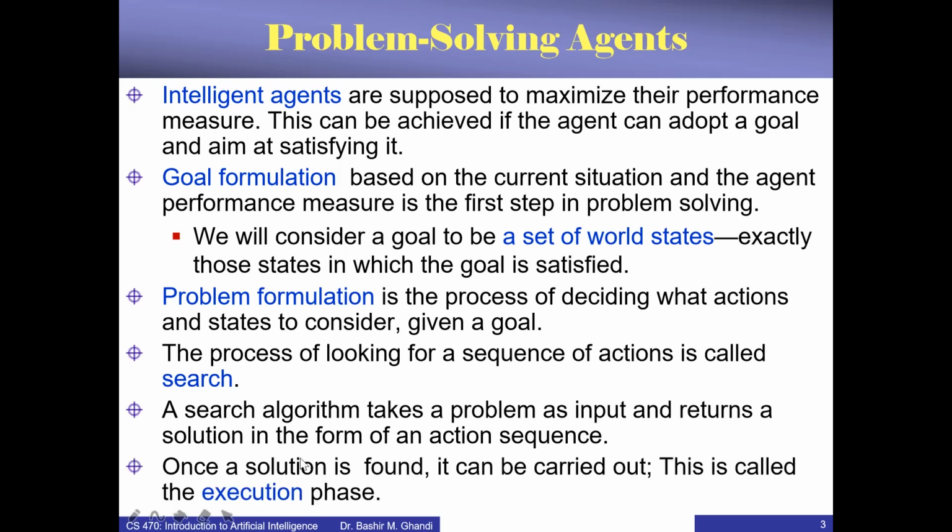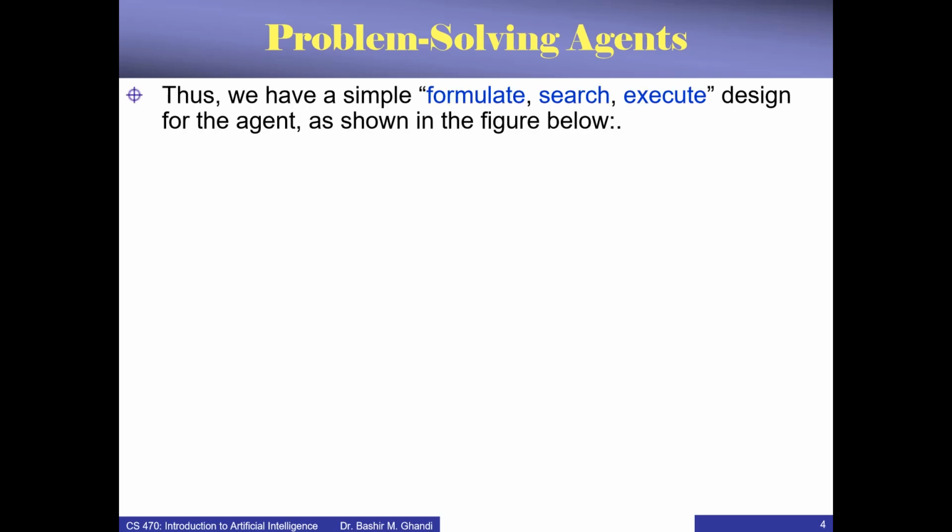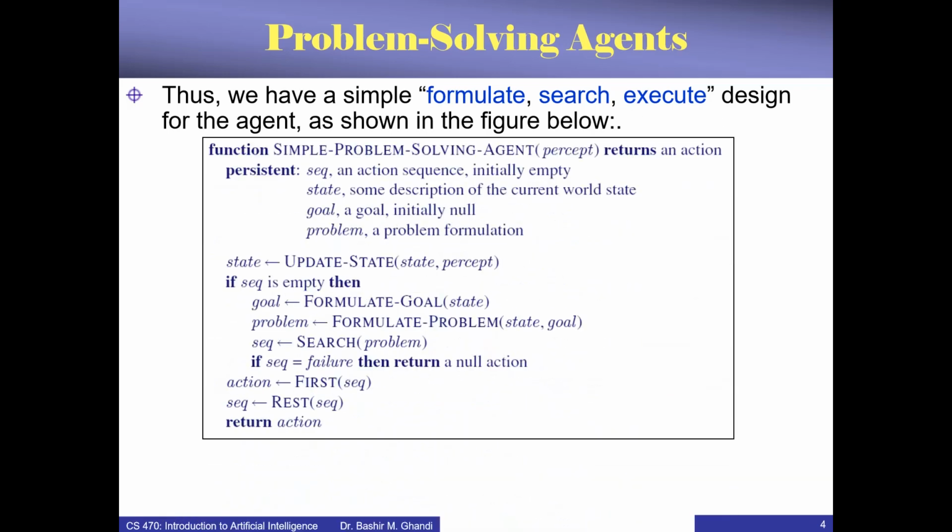and that will lead you also to achieve the goal. Now, once a solution is found through the search, it can be carried out by just following the actions in the action sequence representing the solution. And this process of going through the action sequence and executing each one of them is called the execution phase. So in essence, we have three main things in the process: formulate, search, and execute. So agents that are involved in problem solving, and especially those that use the goal as their aid, normally involve these steps: formulate, search, and execute. The following shows the full algorithm.